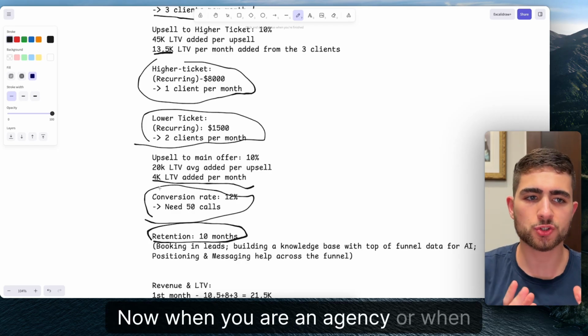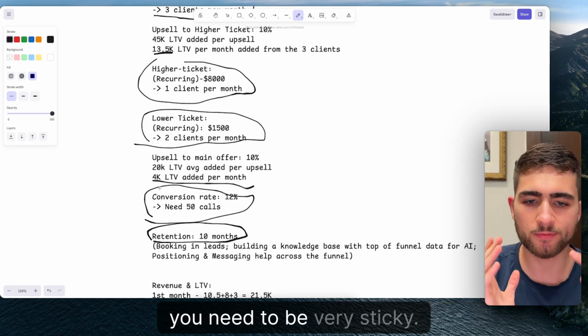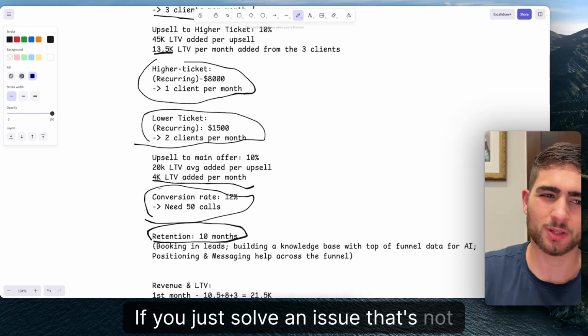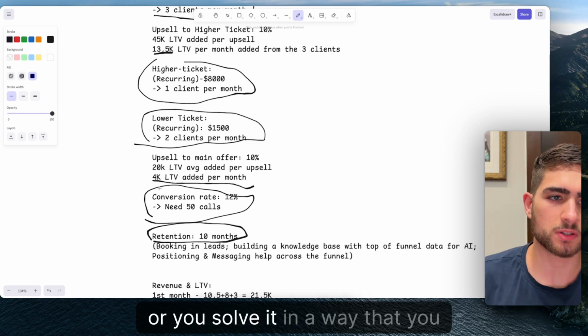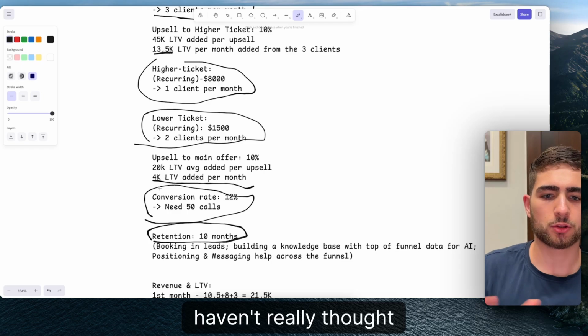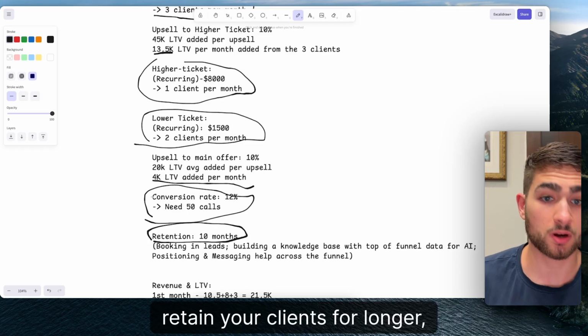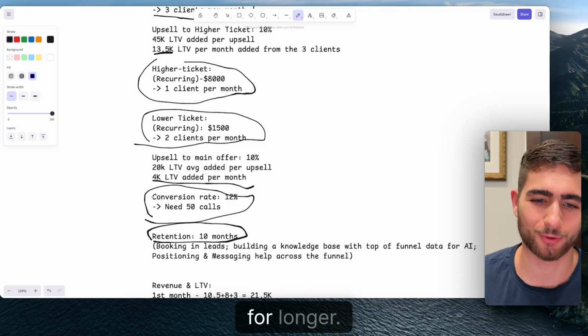Now, when you're an agency or when you're a software, you need to be very sticky, okay? If you just solve an issue that's not that important, or you solve it in a way that you haven't really thought of all of the ways you could possibly retain your clients for longer, then you will not retain your clients for longer, right?